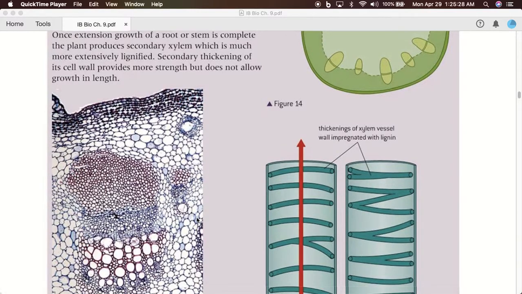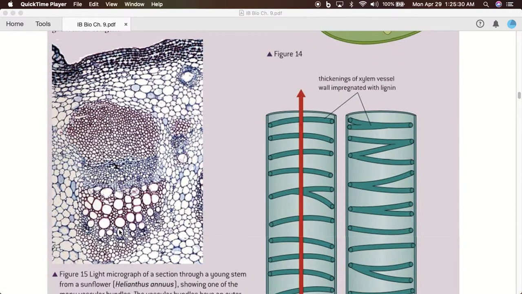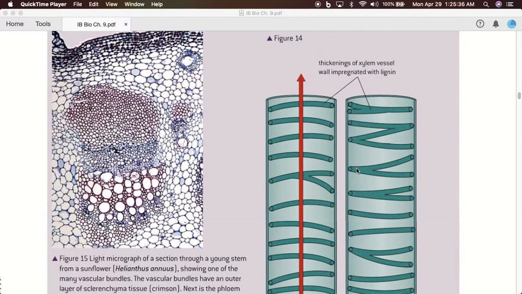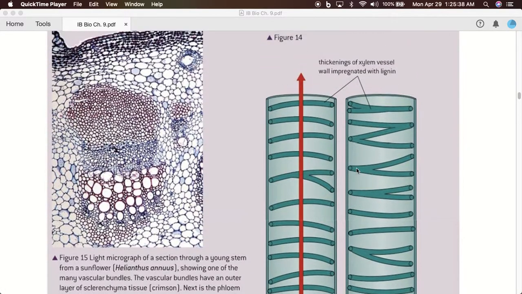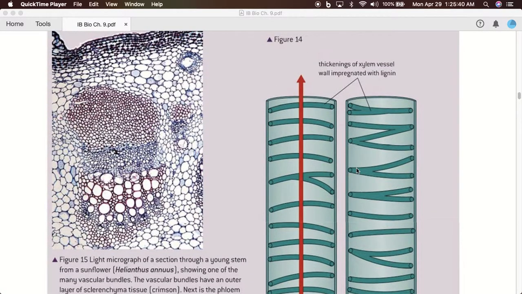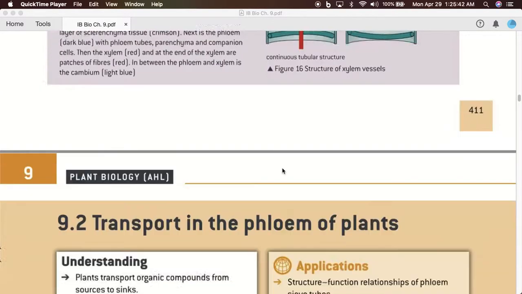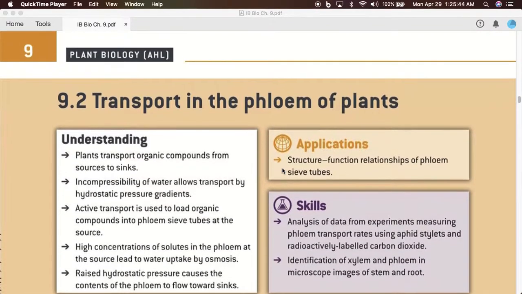So there are just some pictures here. This is the xylem, here's the cambium, and here's the phloem closer to the outside. This picture here is just showing the lignin, which allows the xylem to be strong and for water to go up. And that's basically 9.1.